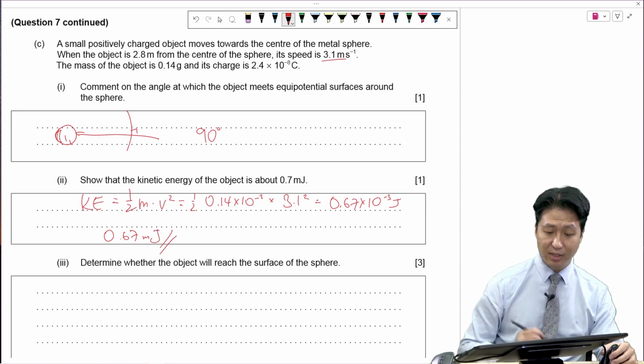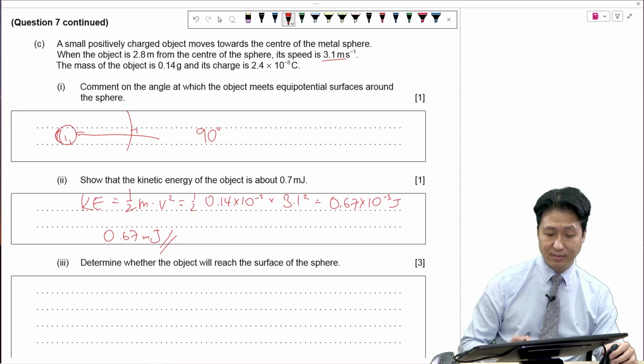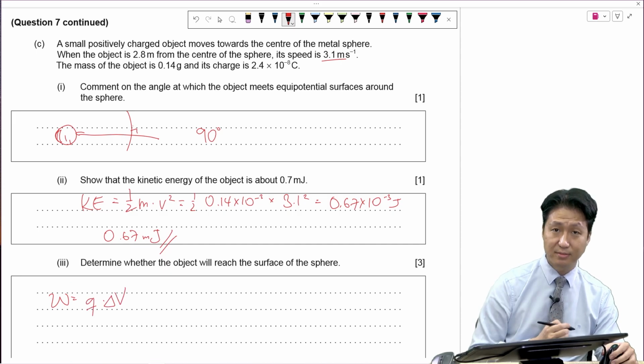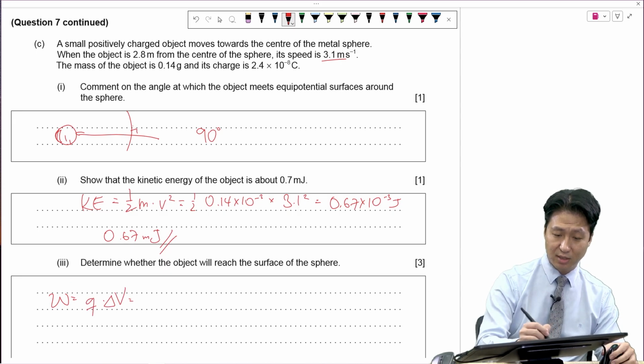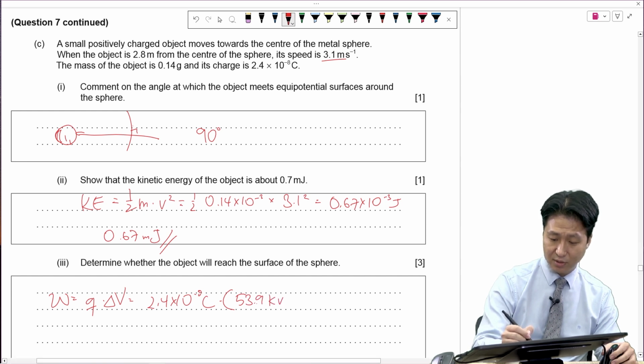Part 3, determine whether the object will reach the surface of the sphere. So, you need a certain amount of energy to reach the surface of the sphere, which is the change in potential. So, the energy required is the charge times the change in potential, which is the charge of 2.4 times 10 to the negative 8 coulombs, and the change of potential would be the 53.9 kilovolts minus the 7.71 kilovolts.